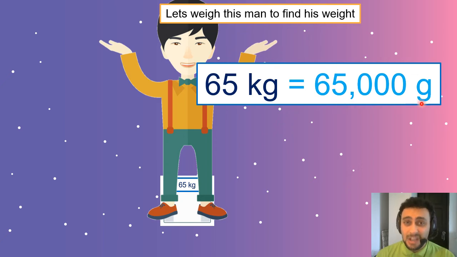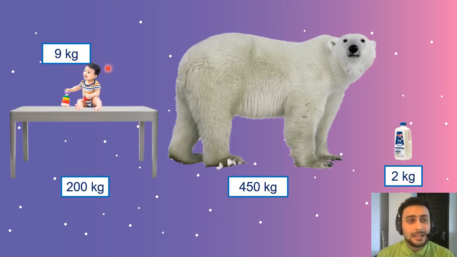65,000 grams. You see, guys, if you want to always use grams, it's going to become too big. For example, this man is 65,000 grams. So we don't use grams. We just say 65 kg, which is 65 kilograms. Easier, right? Now, let's see some other things with kilogram.